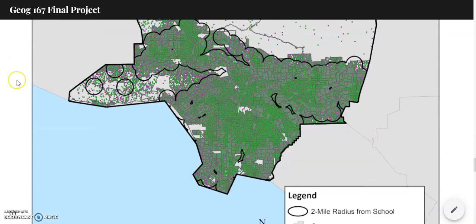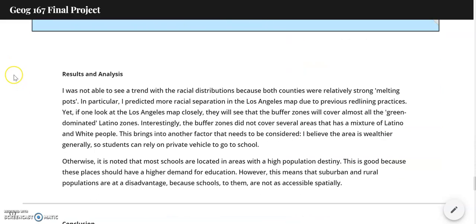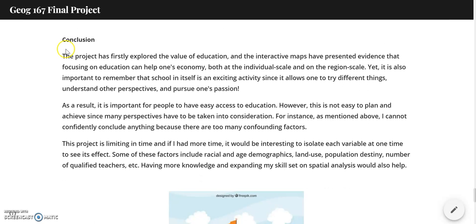So yes, I cannot make any conclusive conclusions, but I've also explored other confounding factors that could come into play here. Lastly, in the conclusion, I have summed up the web page and also included some improvements I can make, including testing out one variable at a time to see if it really affects the distribution of schools.